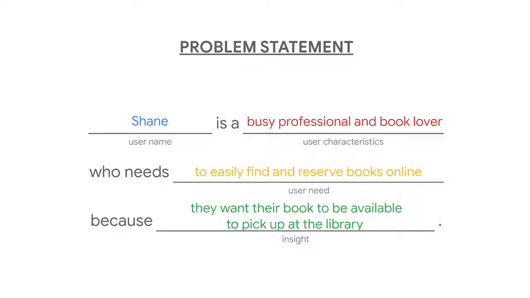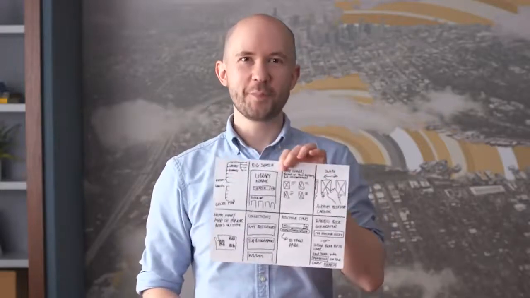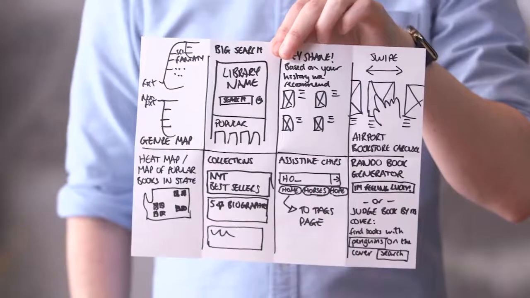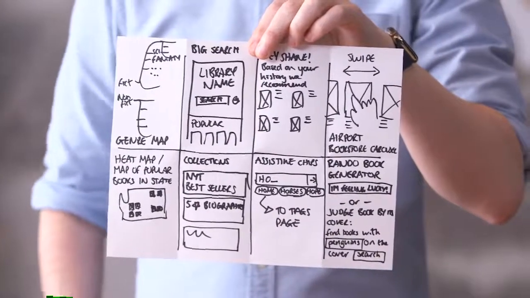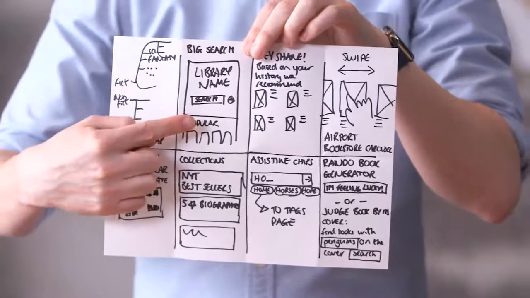Okay, time's up. Let me show you some of the ideas I came up with to address our problem statement. As a reminder, our problem statement was Shane is a busy professional and book lover who needs to easily find and reserve books online because they want their book to be available to pick up at the library. I came up with 8 ideas as part of Crazy Eights, but let me quickly tell you about just 4 of them. If a user wants to find a book, a search box sounds like a sensible place to start, so I drew one of those here.